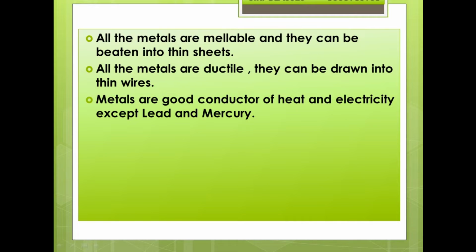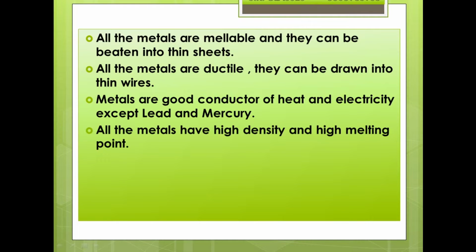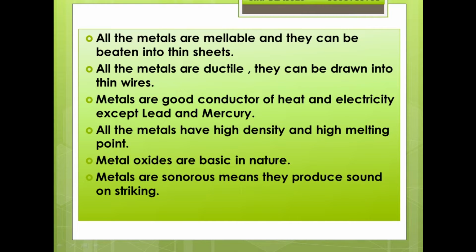Sixth one, metals are good conductors of heat and electricity except lead and mercury. Seventh one, all the metals have high density and high melting point. And eighth one, metal oxides are basic in nature. And last one is metals are sonorous, means they produce sound on striking.